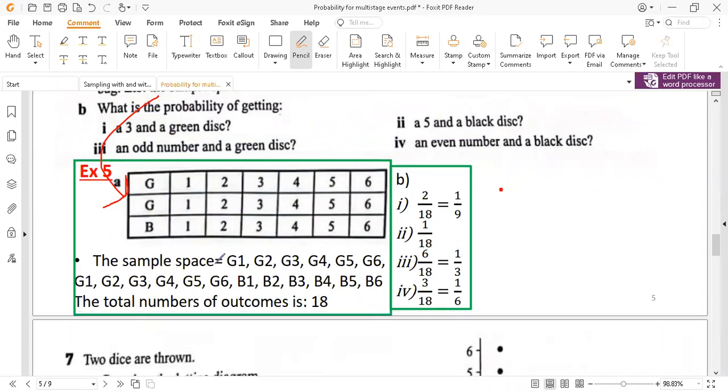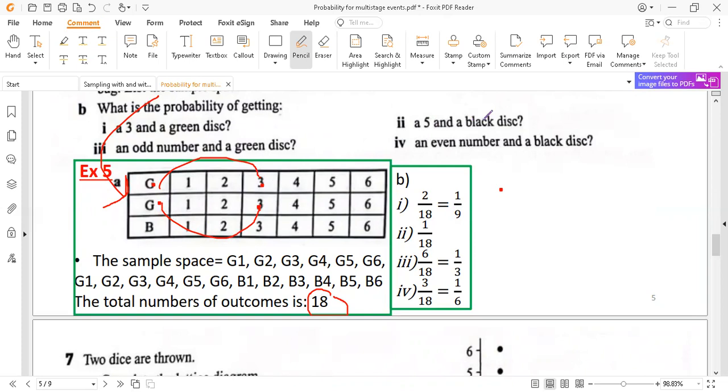So the sample space is given as G1, G2, G3, G4, G5, G6, and so on. In total, we have 18 different outcomes as elements of the sample space. And if they ask us, for example, to calculate the probability of getting a 3 and a green disc, we have 2 green discs with a 3. We have only 2 outcomes, so 2/18.